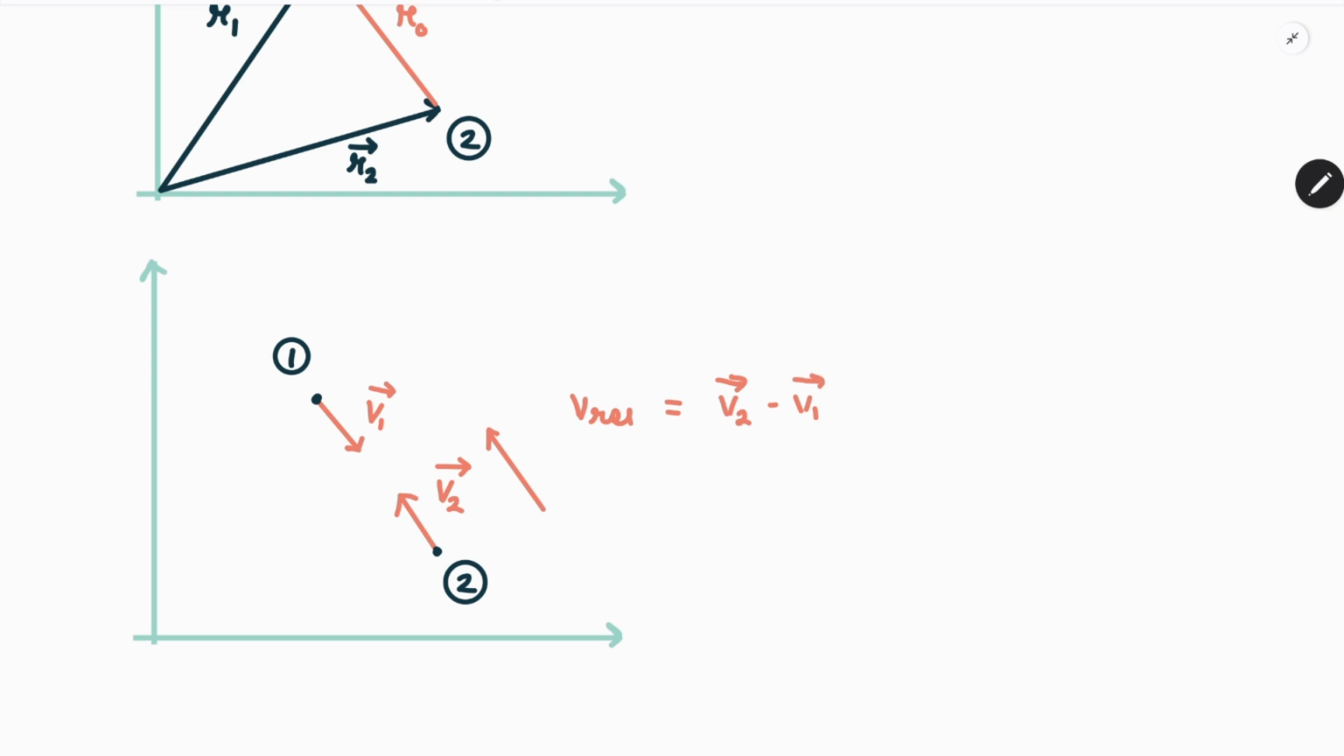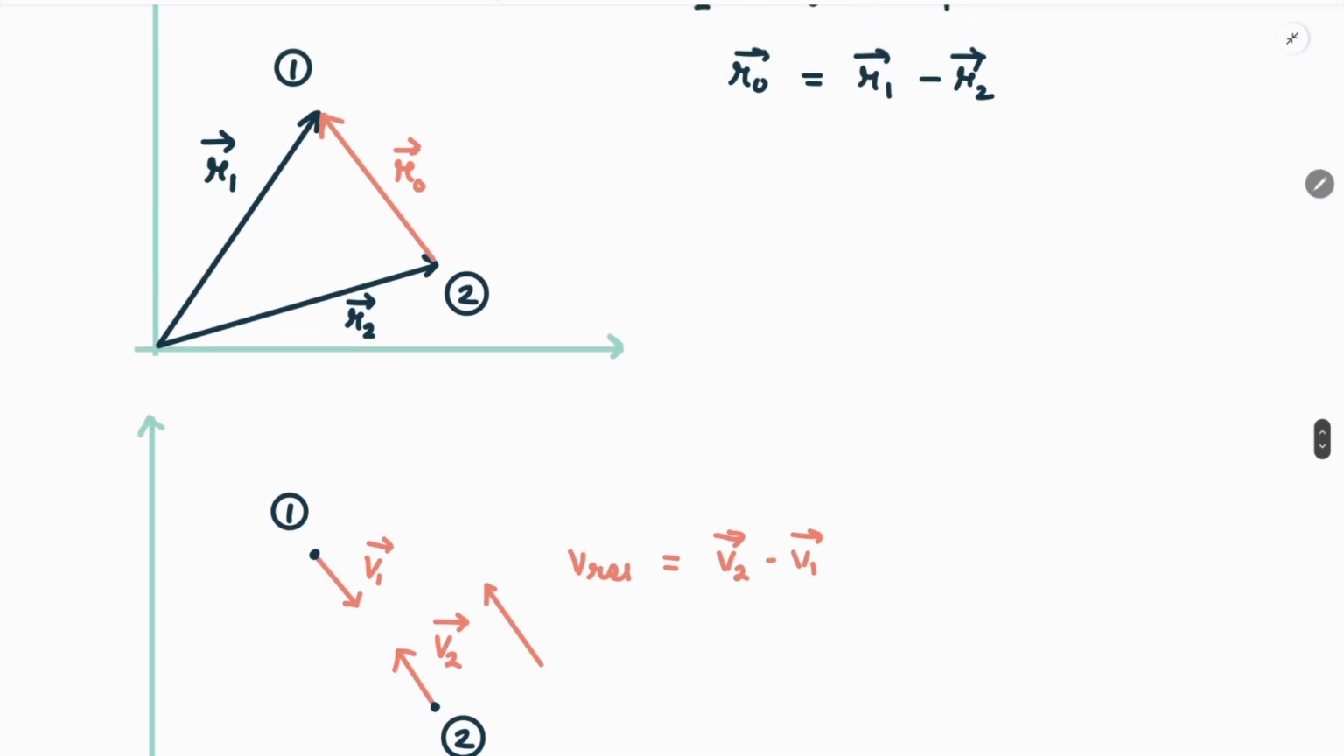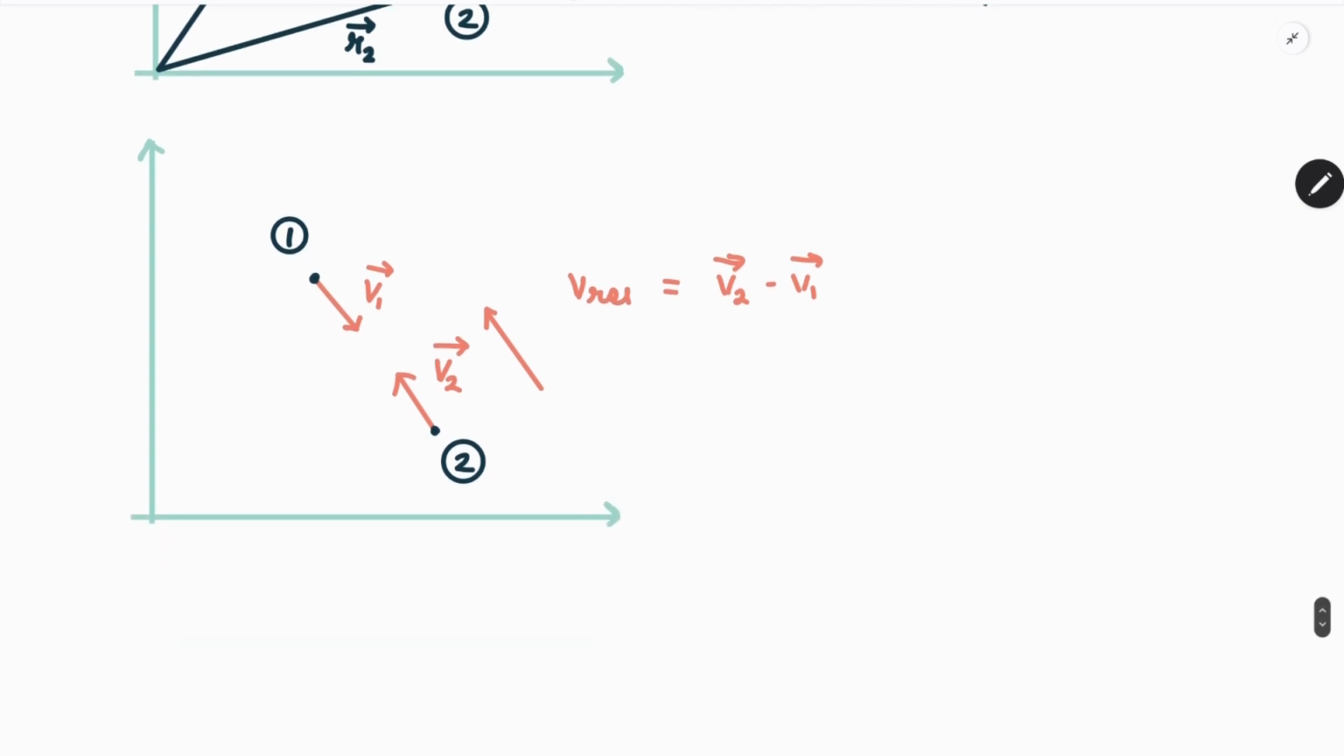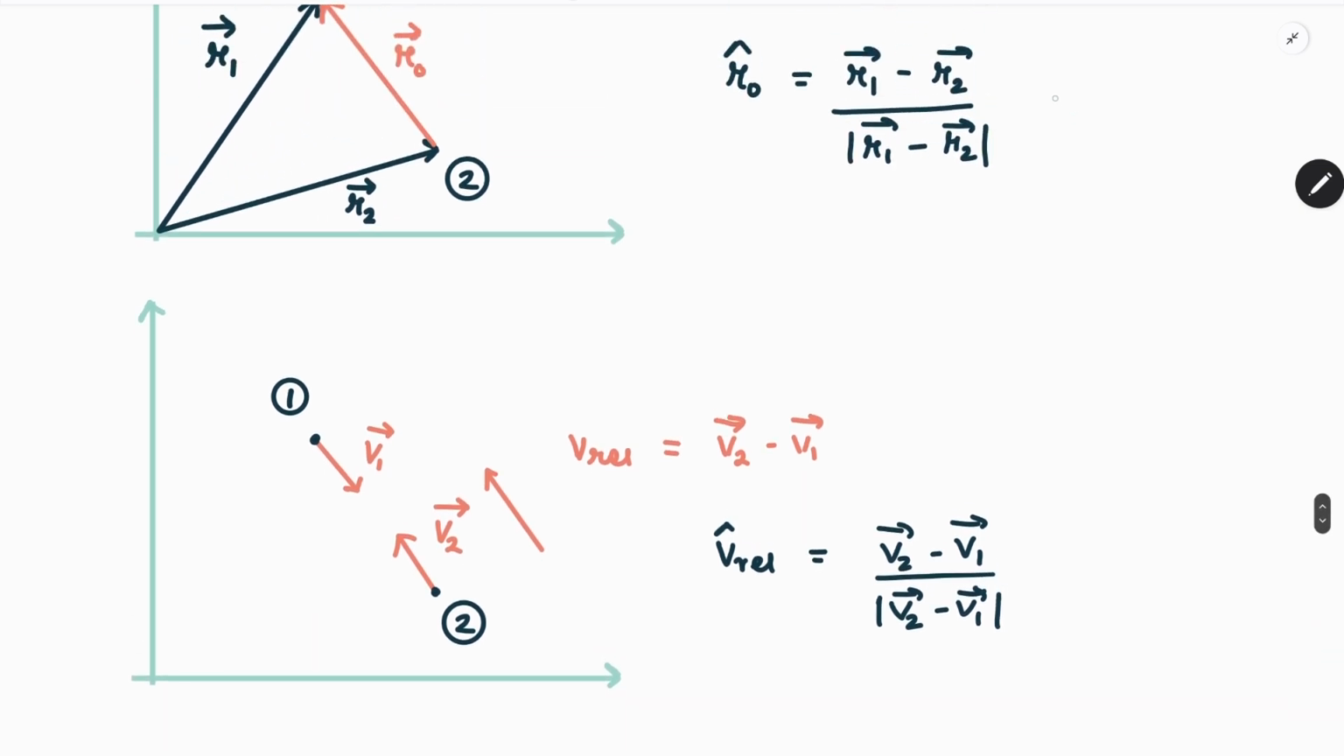Now for collision to take place, both these directions must match with each other. So if I write the unit vector in the direction of r0, r0 can be written as r1 vector minus r2 vector divided by its magnitude. Similarly, the direction of v relative can be written as v2 vector minus v1 vector divided by its magnitude. So both the directional aspects must match with each other. Over here we have the first expression and the second expression.